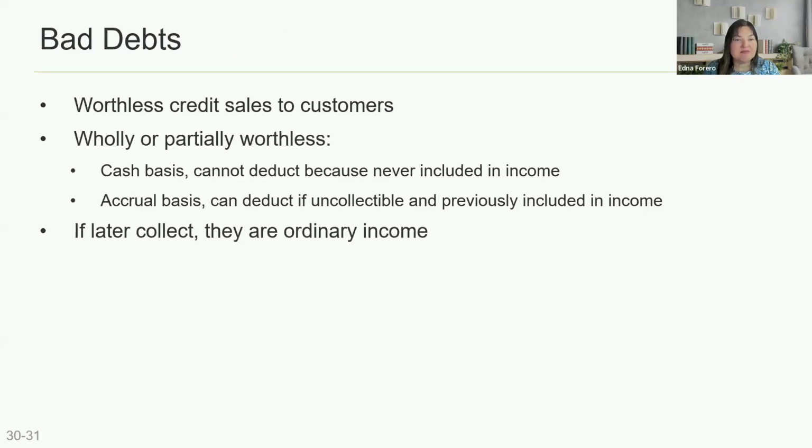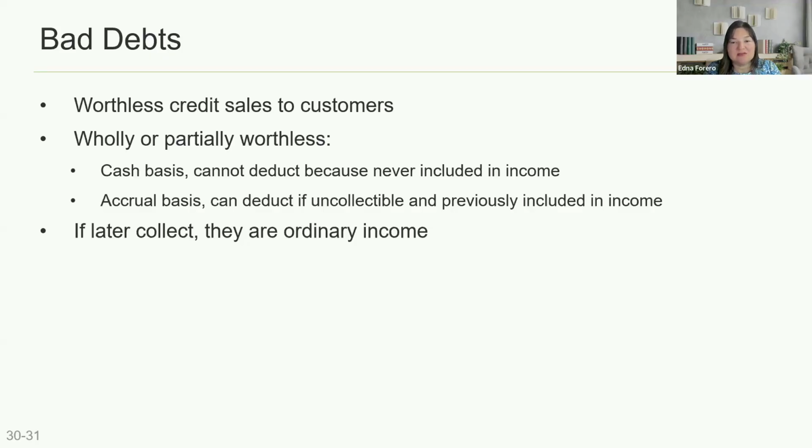Bad debts is something that we mentioned. This perhaps is worthless credit sales to a customer. We've done the work, we invoiced them, they didn't pay. It might be partially worthless. They've made a down payment, but they haven't been able to finish. So if they're a cash basis business, then they cannot deduct it because that amount was never included in income. But if they're an accrual basis taxpayer or business, then they may be able to deduct the uncollectible amount, which was previously included in income.